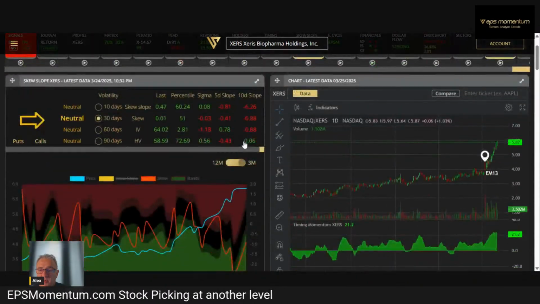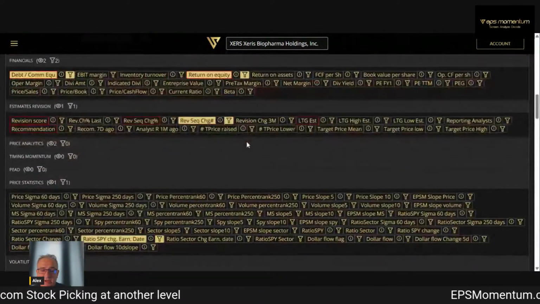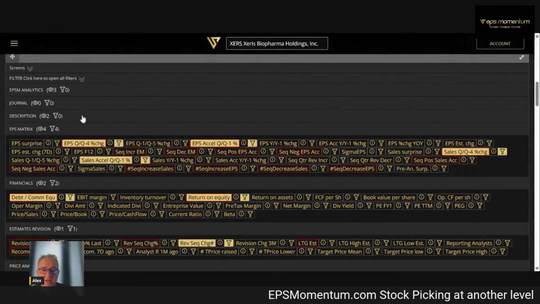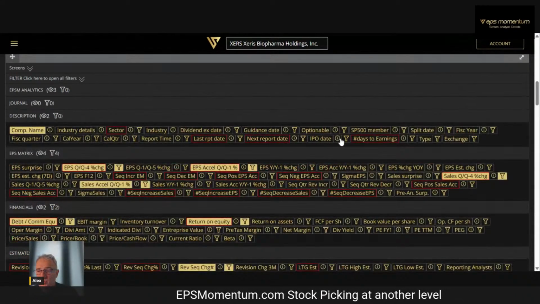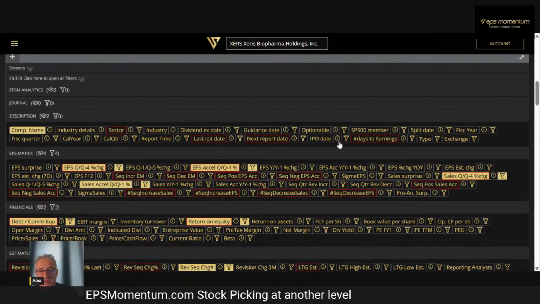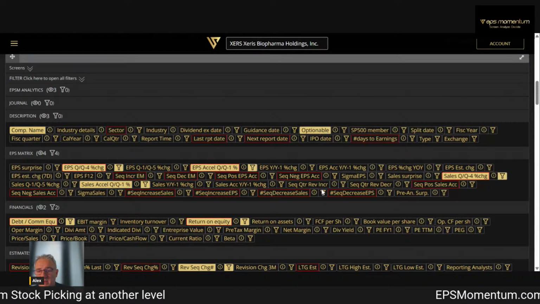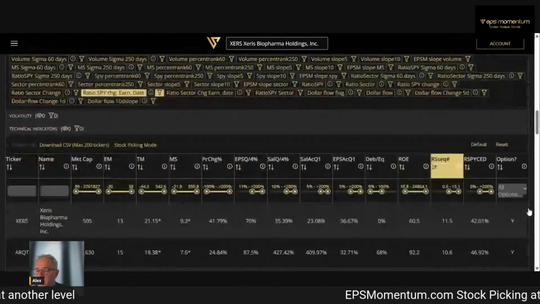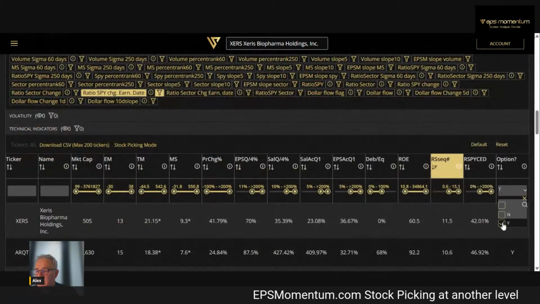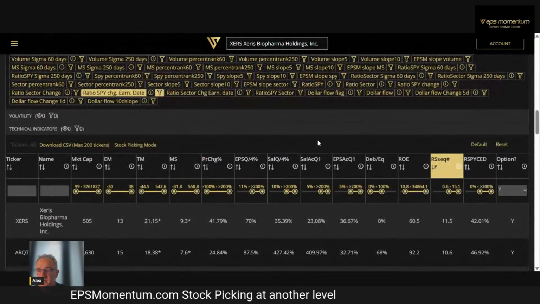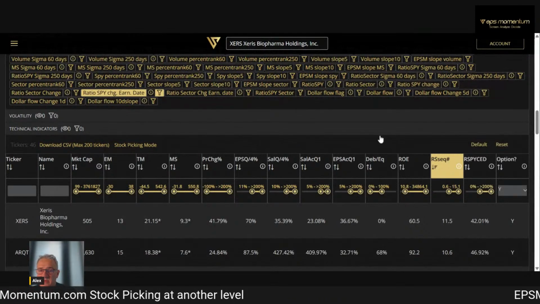So on options, what we do is pick names that have options. We actually have a filter here in the description that says optionable, and we will filter to yes. So we'll only take stocks that have options. Okay, looks like all of them had, so good.